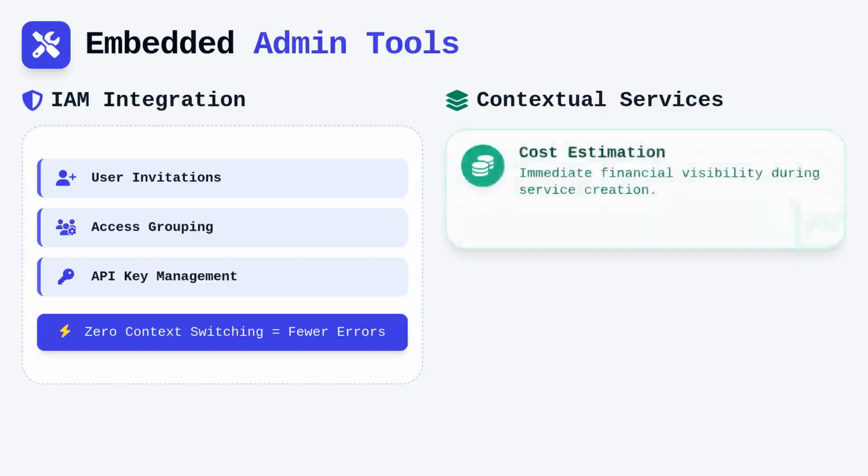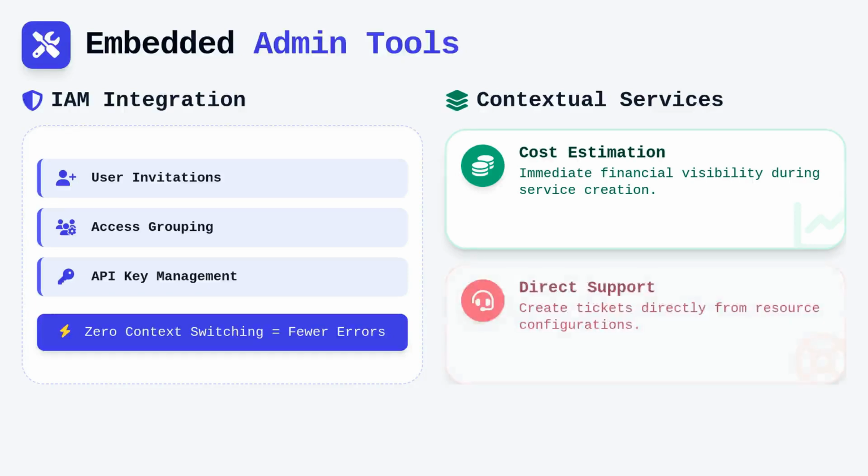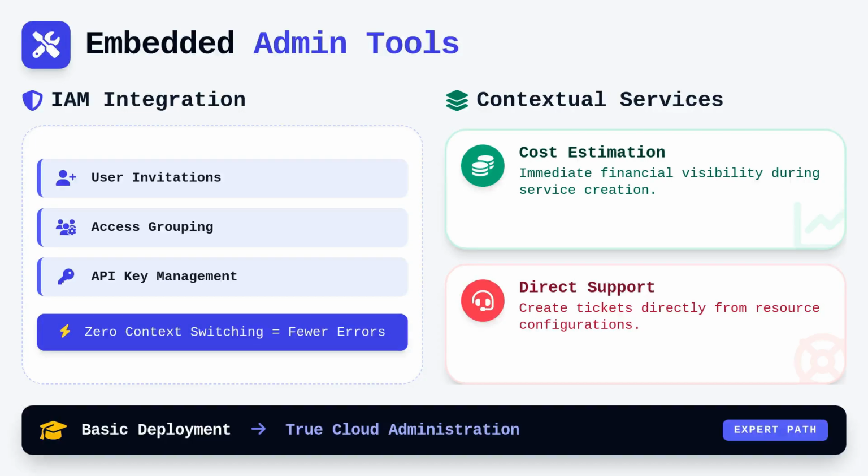Additionally, you will notice that the platform includes cost estimation tools and direct pathways for support ticket creation throughout the experience. These components are surfaced contextually, meaning they appear when you are creating or modifying services, providing immediate visibility into the financial implications of your choices. Having the ability to initiate a support case while viewing the specific resource configuration you are questioning saves significant time and documentation effort. Effectively utilizing these integrated paths signals a level of proficiency that bridges the gap between basic resource deployment and true cloud administration.